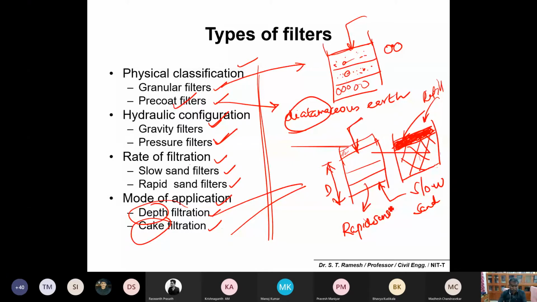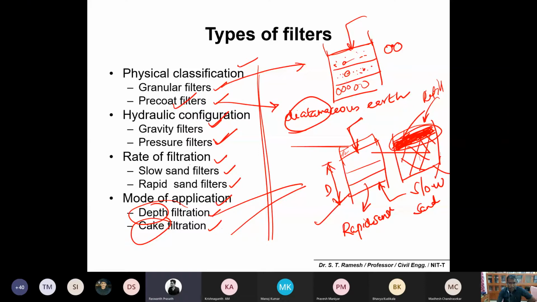In the case of cake filtration, the filter configuration is only one particular type of sand, uniformly graded sand. Because removal mechanisms happen only at the top of the filter, when the filter is completely blocked, you just stop the filter, scrape the top material and refill with new material and go for operation. So here backwashing is not necessary. In the other, you have to go for frequent backwashing. Is it okay?